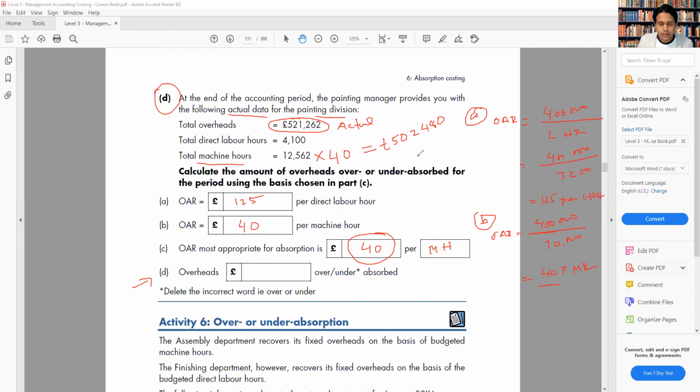All right, now we have to compare. Remember that we multiply the actual number of hours by the overhead absorption rate that we calculated in number C. This is the most suitable. So we absorbed 40 per hour. So for 12,562, we absorb 502,480. But actual is 521. So we have 502 and actual is more.